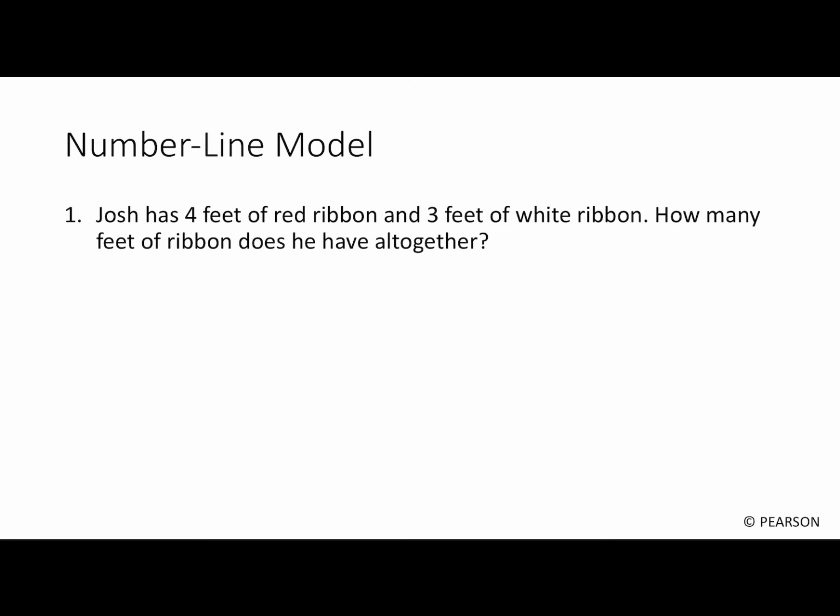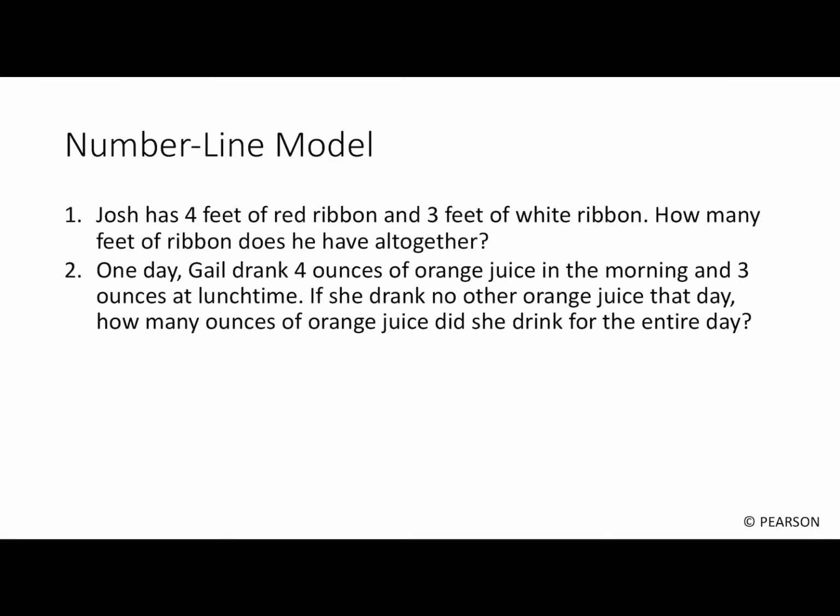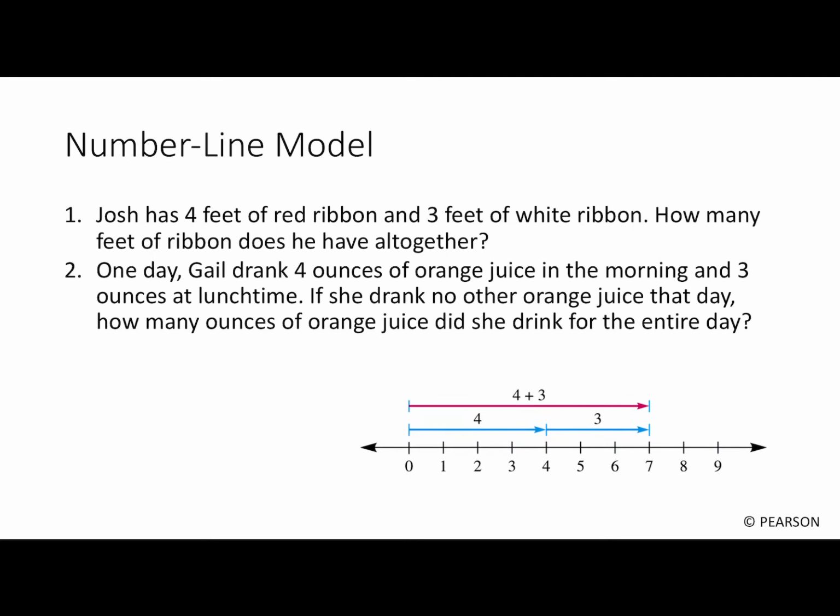The number line model, we're going to use arrows on the number line to help us count and add. So for example, let's suppose Josh has 4 feet of red ribbon and 3 feet of white ribbon. How many feet of ribbon does he have altogether? Or maybe Gail drank 4 ounces of orange juice in the morning and 3 ounces at lunchtime. If that's all she drank, how much total did she drink? So both of these problems can be modeled with the number line model.